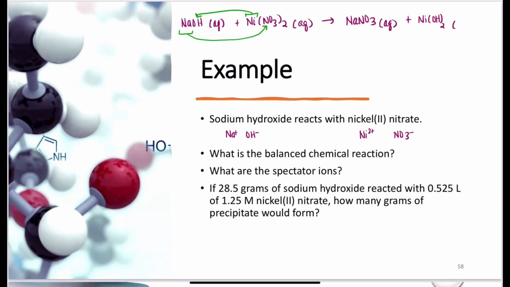Nickel hydroxide, it is a hydroxide, but it's not a strong base. Hydroxides are usually insoluble, and this is not an exception because it's not a strong base, so this will be insoluble.